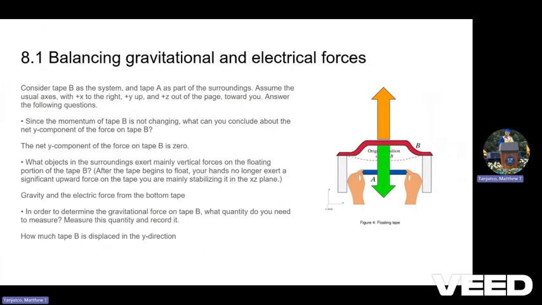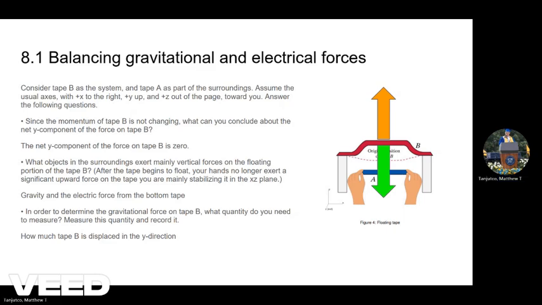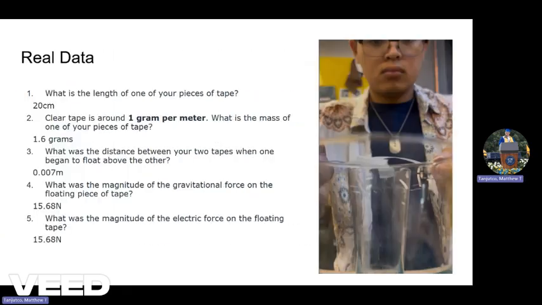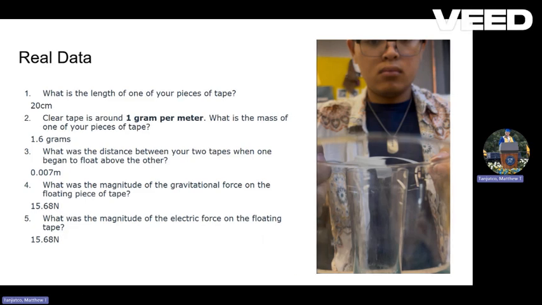Of course, I wanted to show you from the previous lab what the model would look like. As you can see in the force diagram, we have gravity pointing down, the electric force pointing up. And since the tape is just floating, the net force on the top tape is 0. I also have some of the real data we collected from the last lab, including the fact that the tape weighed 1.6 grams, which allowed us to calculate the gravitational force, allowing us to calculate the electric force. And the gravitational force was around 15.68 newtons, which helped make this program possible.